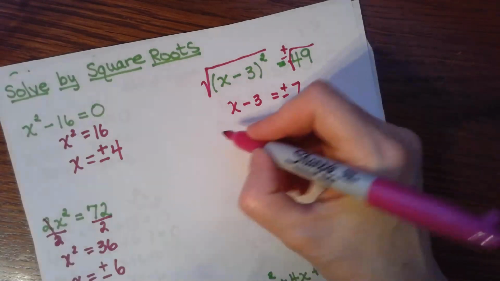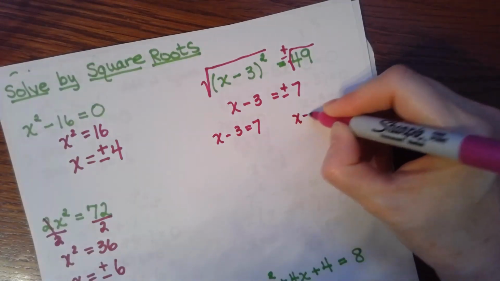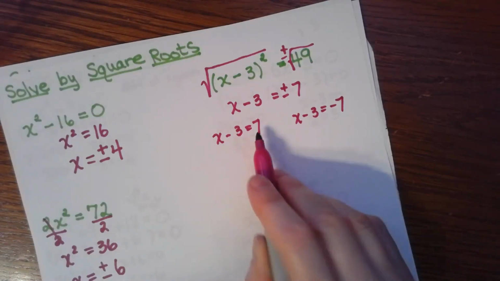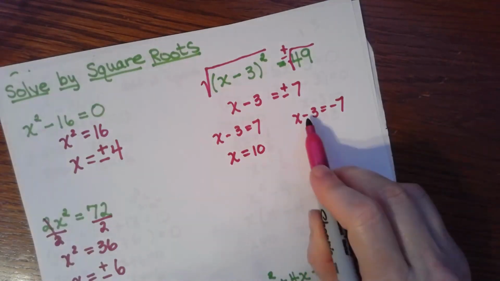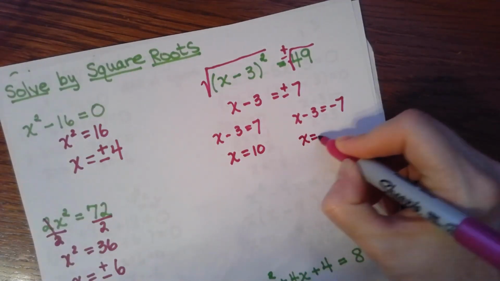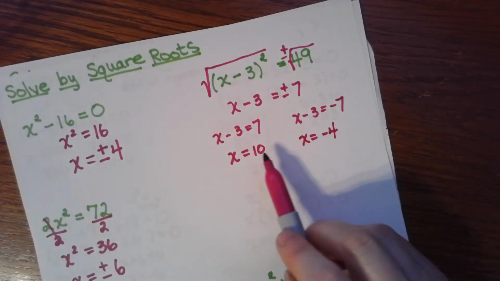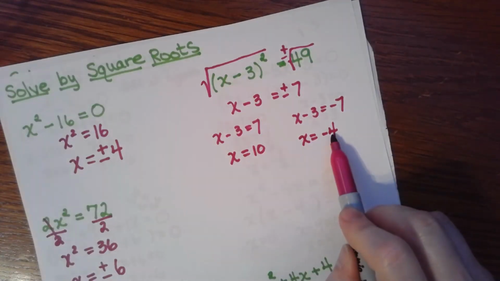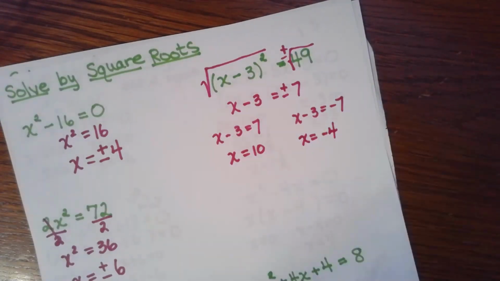Okay, so what that means is that x minus 3 could be positive 7, or that x minus 3 could be negative 7. So if we solve this equation by adding 3 to both sides, we'll get x equals 10. And if we solve this equation by adding 3 to both sides, we'll get x equals negative 4. Okay, and so let's check that. 10 minus 3 is 7. 7 squared is 49. If I put in negative 4, negative 4 minus 3 is negative 7. Negative 7 squared is also 49. So both of those are solutions. Okay.